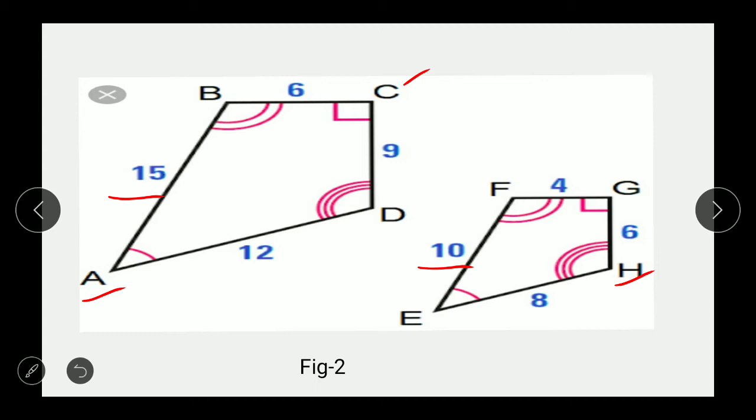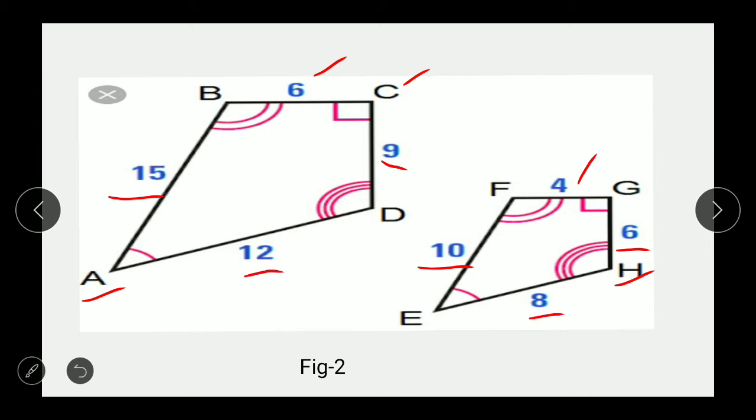Similarly, we can find out the ratios of the other sides. BC is 6 and FG is 4. The ratio of 6 and 4 is 3:2. Then CD is 9 and GH is 6. This ratio is also 3:2. And then AD is 12 and EH is 8.